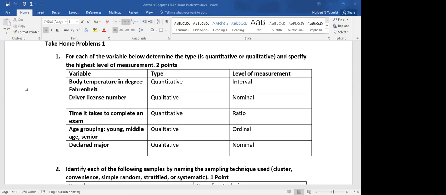Age grouping as young, middle age, and senior, these are qualitative and ordinal. Your measure is qualitative and nominal.